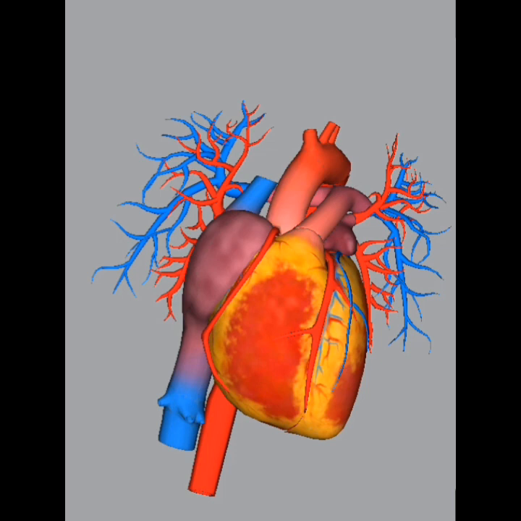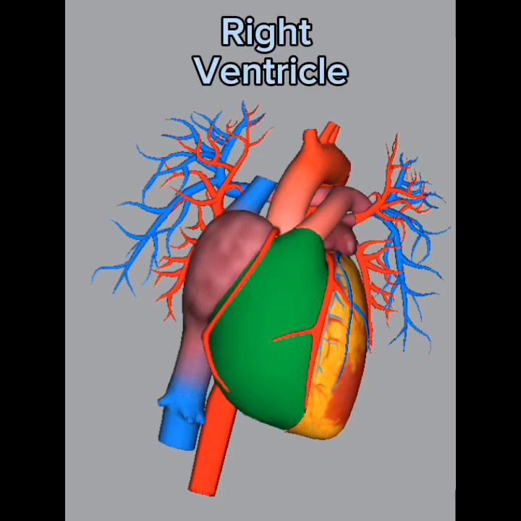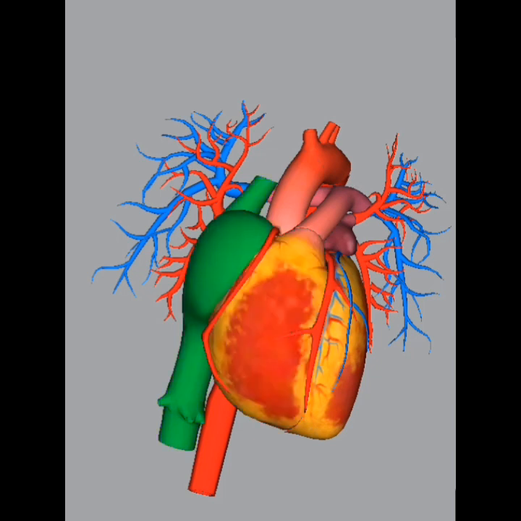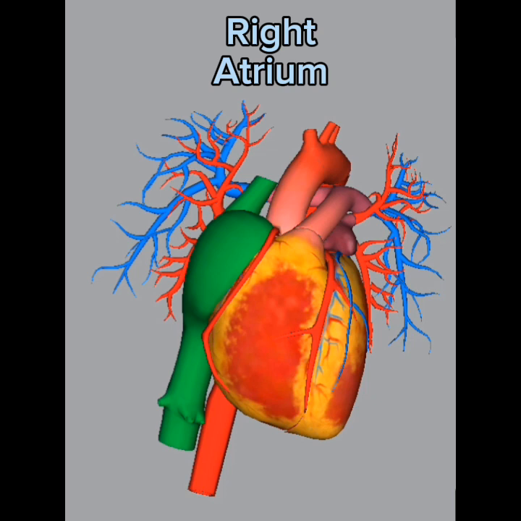When you look at this one, this muscle we are seeing here is the right ventricle. Superior to it is what? The right atrium. This right atrium collects blood from all parts of the body, the deoxygenated blood coming back to the heart. You understand?